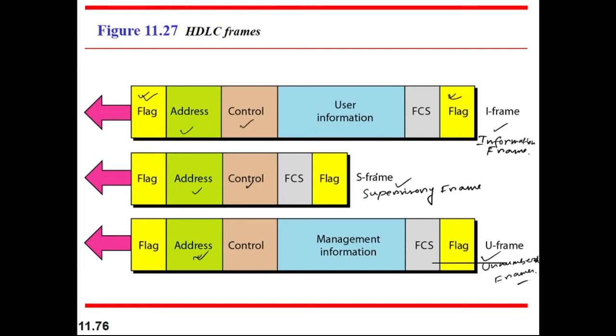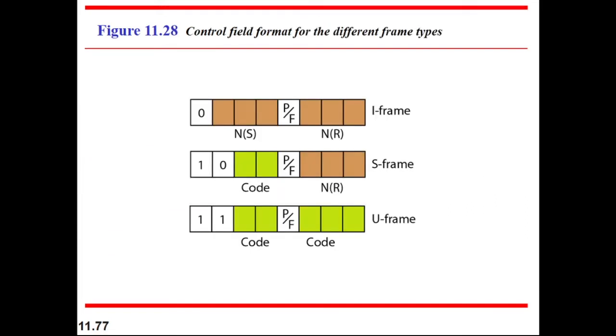For the supervisory frame we don't have user information; only the I frame can hold user information. The supervisory frame only has the FCS, that is, the frame check sequence. So this FCS field is here.